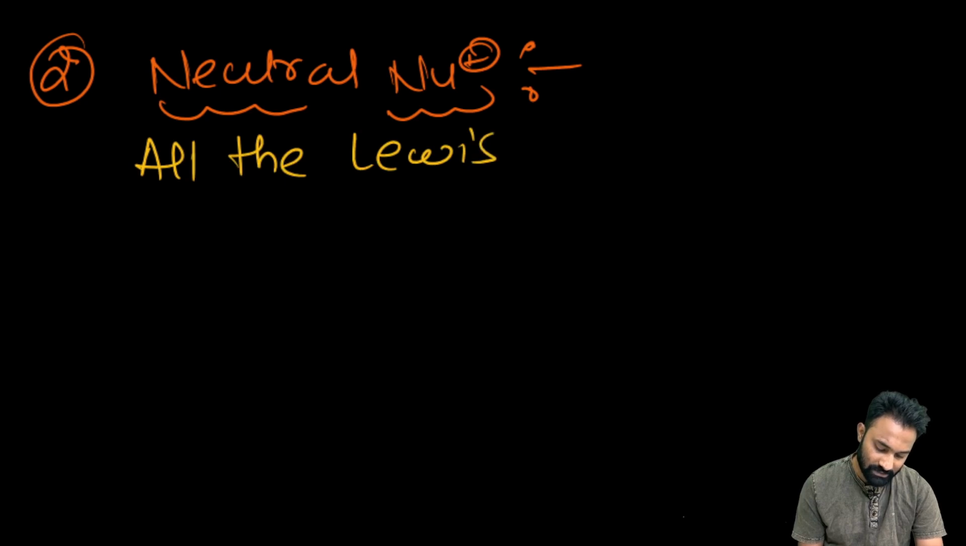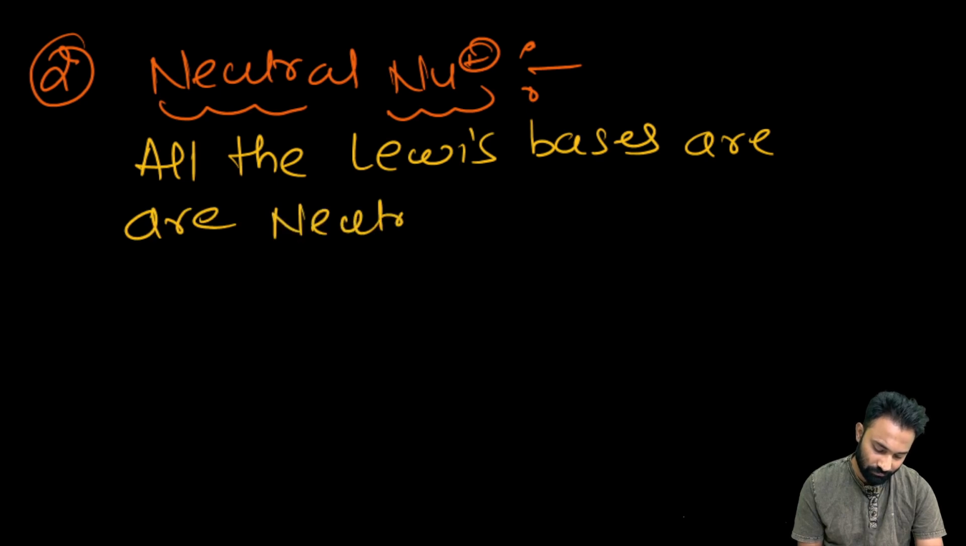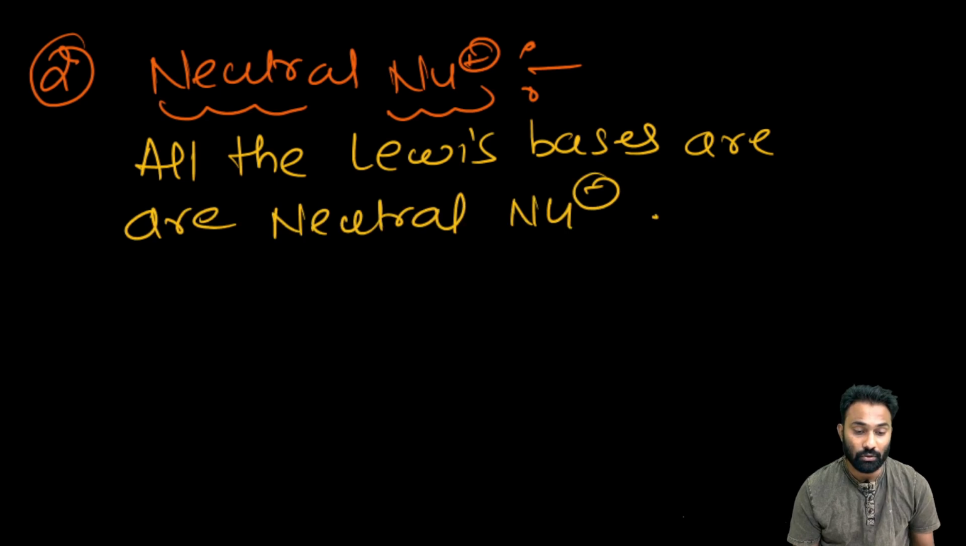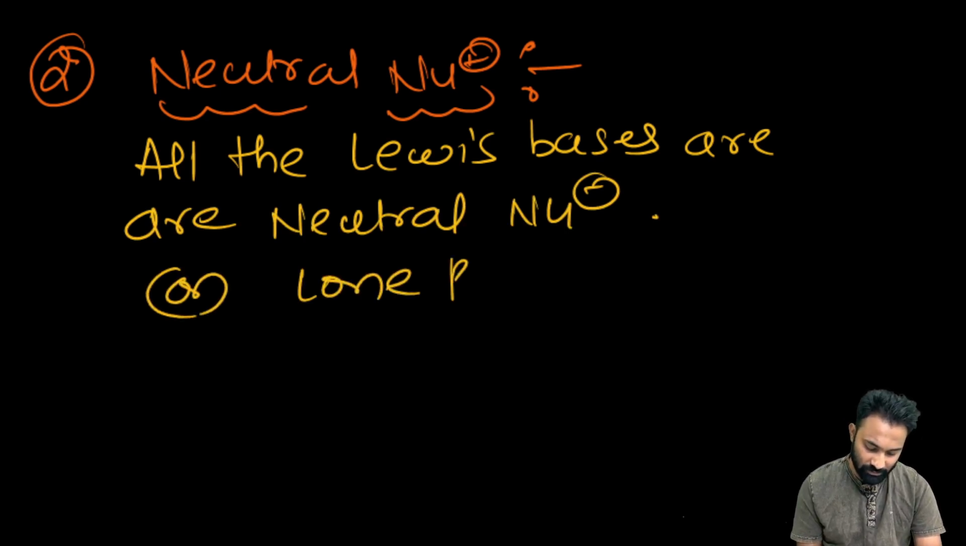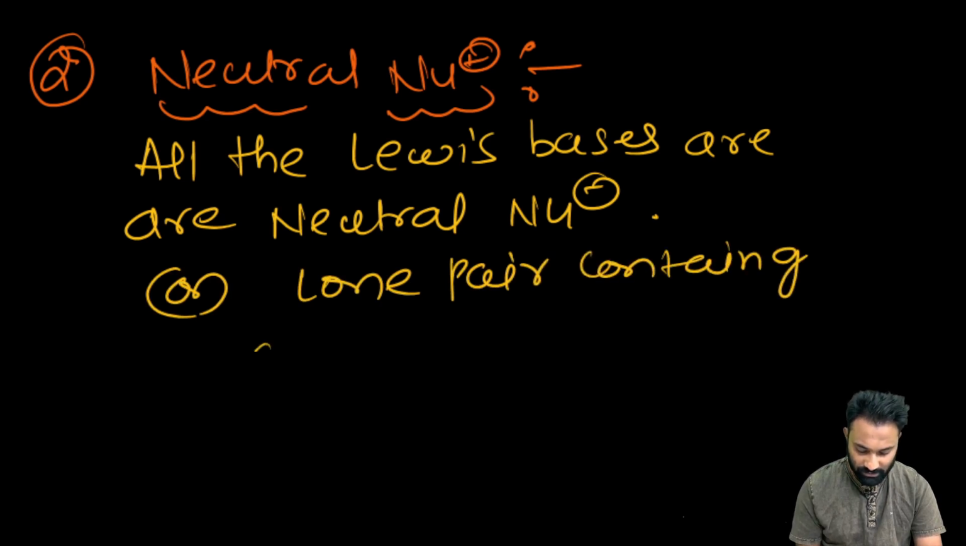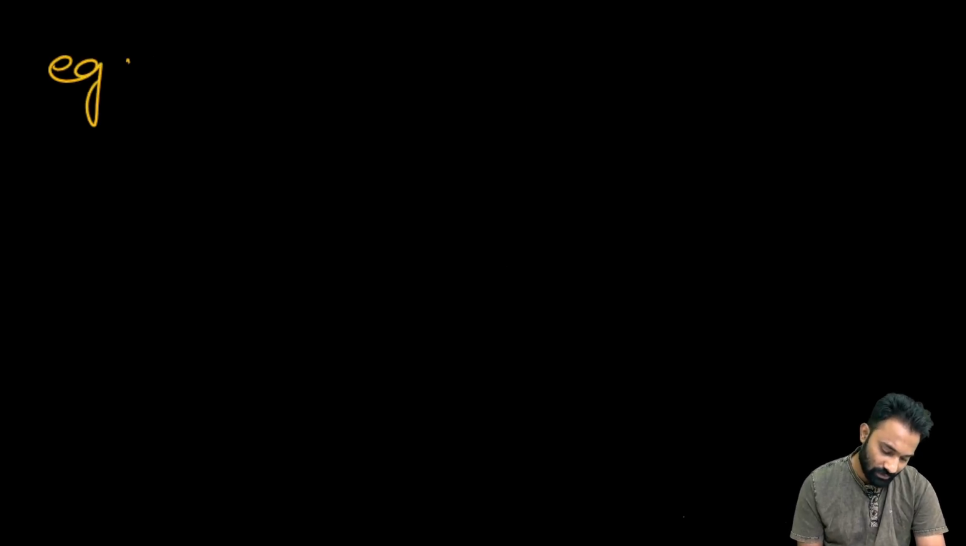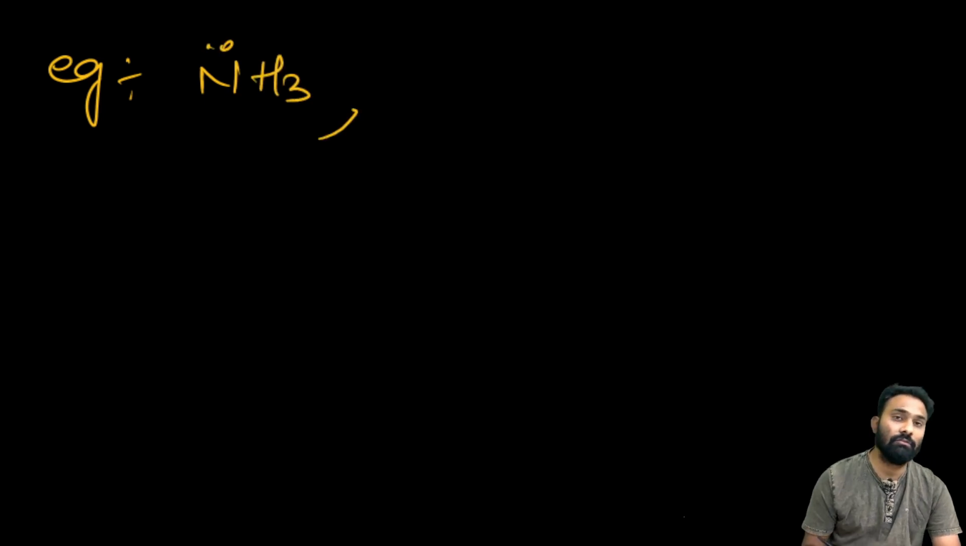Lewis bases. All the Lewis bases are neutral nucleophiles. They are lone pair containing species. The lone pair containing species are the neutral nucleophiles. Examples for the neutral nucleophiles. First one is ammonia. Nitrogen contains the lone pair of electrons, so it will donate very fast.